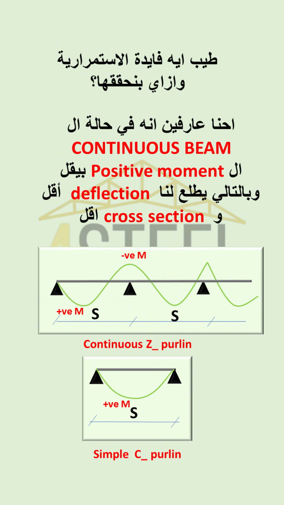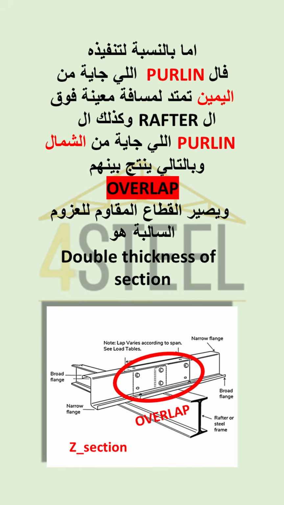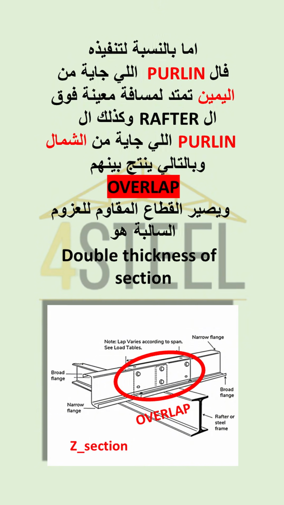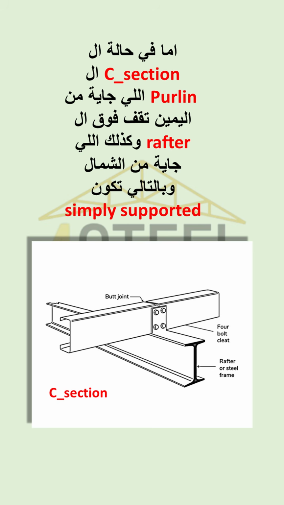We know that in the case of a continuous beam, the positive moment decreases, which results in smaller deflection and a smaller cross-section. As for its execution, the purlin coming from the right extends for a certain distance over the rafter, and likewise the purlin coming from the left. This creates an overlap between them, and the section resisting the negative moments becomes a double thickness of the section. In the case of the C-section, however, the purlin coming from the right stops at the rafter, as does the one coming from the left, and therefore it becomes simply supported.